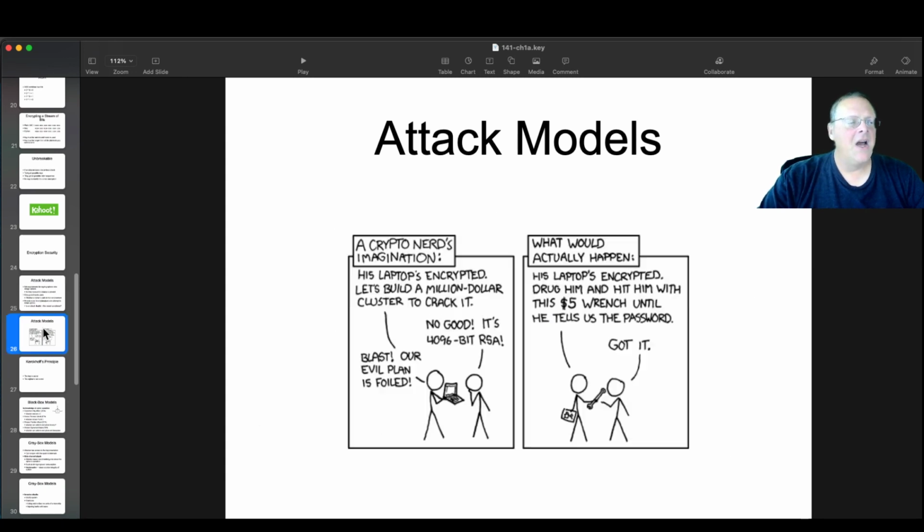So here, for example, is the XKCD about it, right? If you use 4096-bit RSA, nobody can ever crack it by trying all possible keys or anything, but there's always another way in. You just drug somebody and hit them with a wrench until they give you the password, and that's the point. If you use modern TLS on the internet, TLS 1.2, or I think it's up to 1.3 now, that's really very good. Nobody's reading that without the key. There's only a few attacks, but they're very difficult.